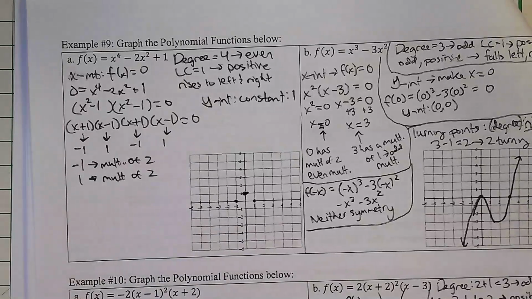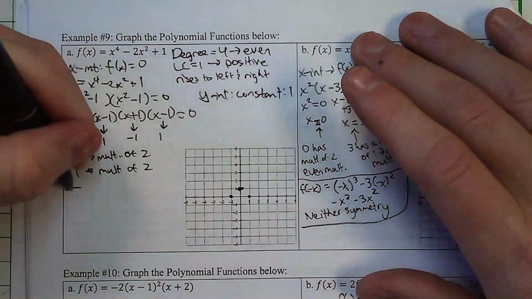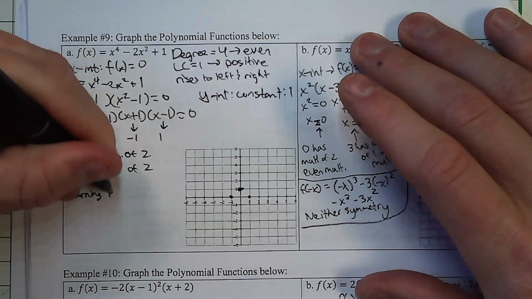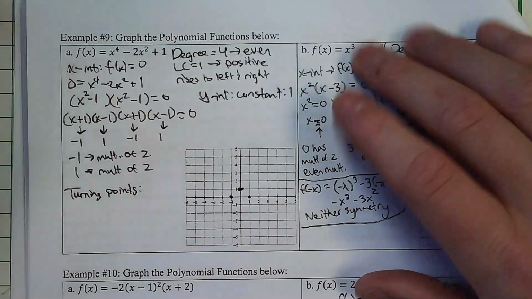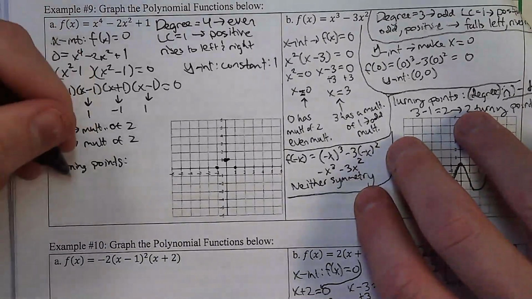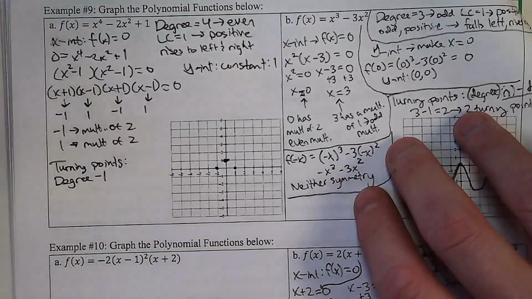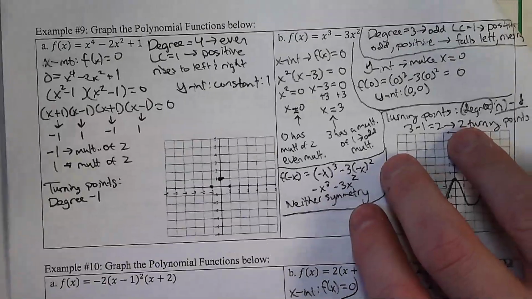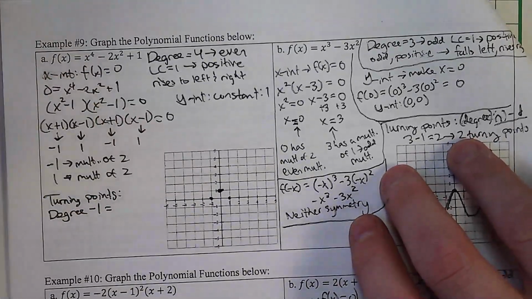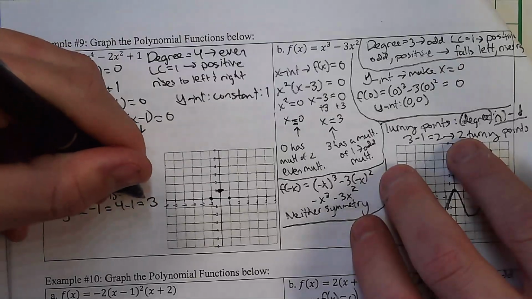I could look at symmetry. I need to talk about turning points, okay? Cameron, this is going to be on your test. It's very important you get this right. You're going to cook on this. The turning points are the degree minus 1. Cameron, what's the degree here? So 4 minus 1. So it's got to have 3 turning points.